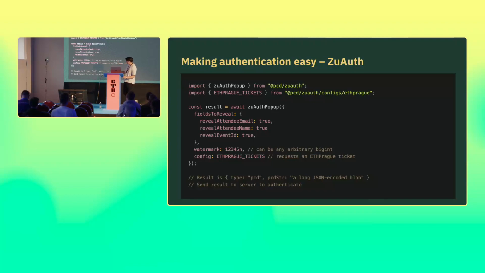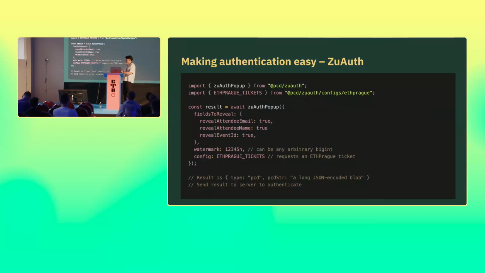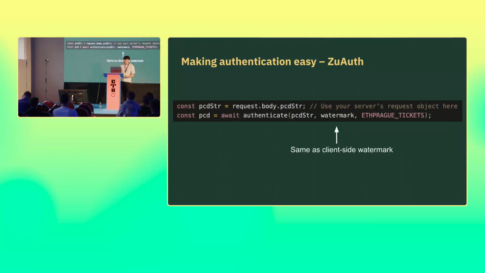Cool, so going back to this screen, again, we have the process of requesting a ZK proof through Zupass, and the verification is actually even simpler. You just need to call this authenticate function, and in here you pass the actual PCD string, which is in this result here, towards the bottom. Then you place your watermark, and finally the configuration. That watermark needs to match the watermark that you request in the client in order for this authenticate function to verify properly. Otherwise, it'll throw an error.